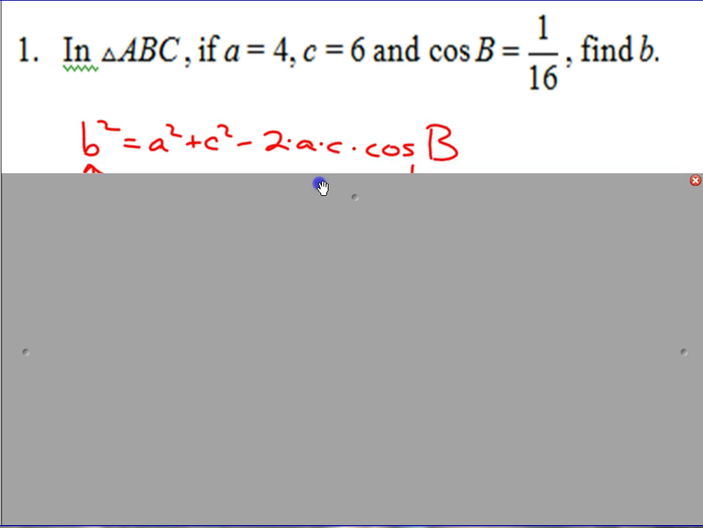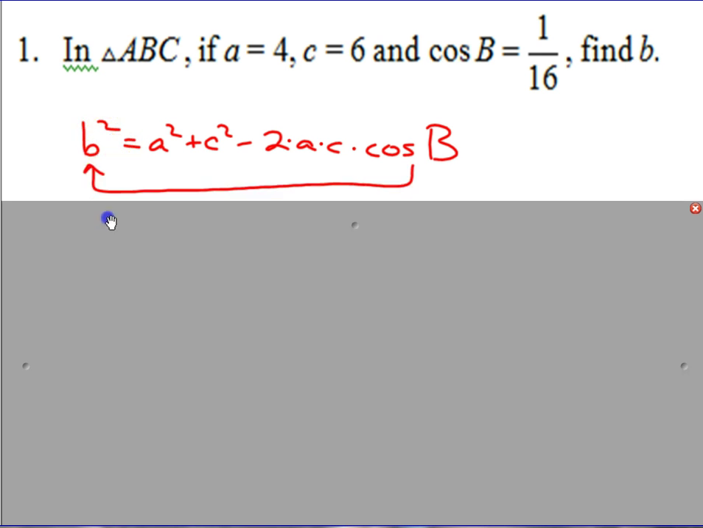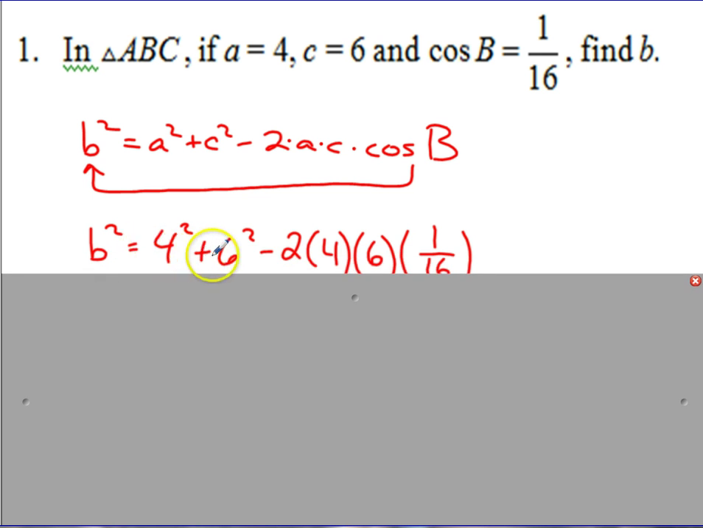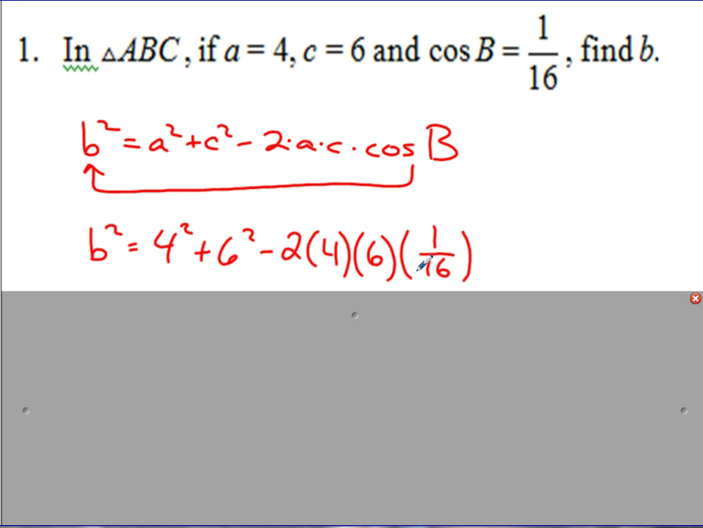So hopefully you wrote this down. Angle B, cosine of B, and then side B, of course, by itself. Those have to match up. Okay? Now it's just sub in all the stuff you know. So 4 squared plus 6 squared minus 2 times 4 times 6, but instead of cosine of B, there's no cosine involved because the value of cosine of B is 1/16. Okay, so it's not cosine of 1/16. Cosine of B is 1/16, so it's just the fraction here.